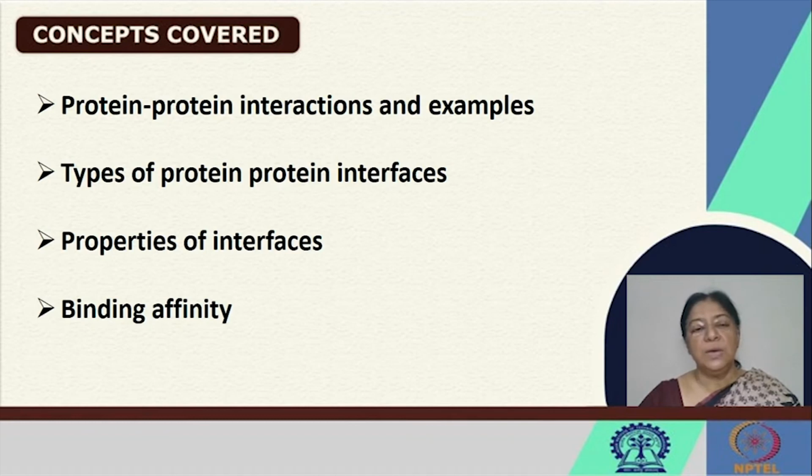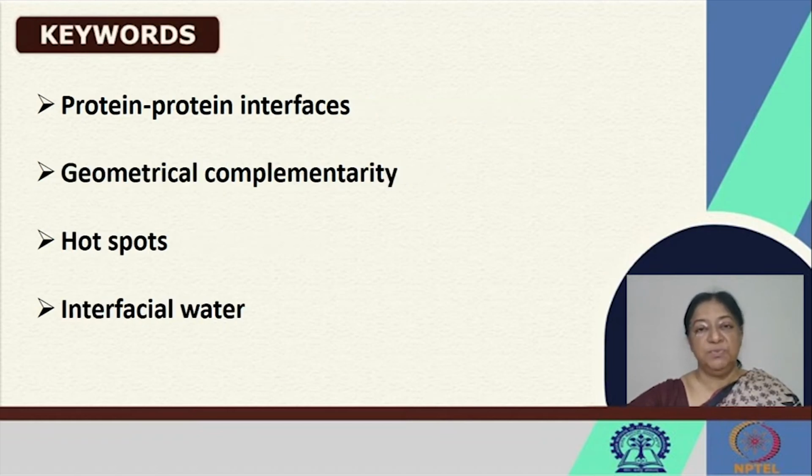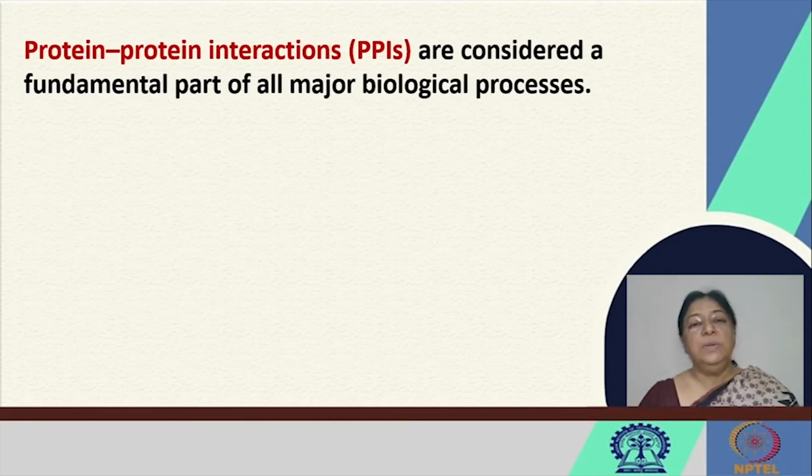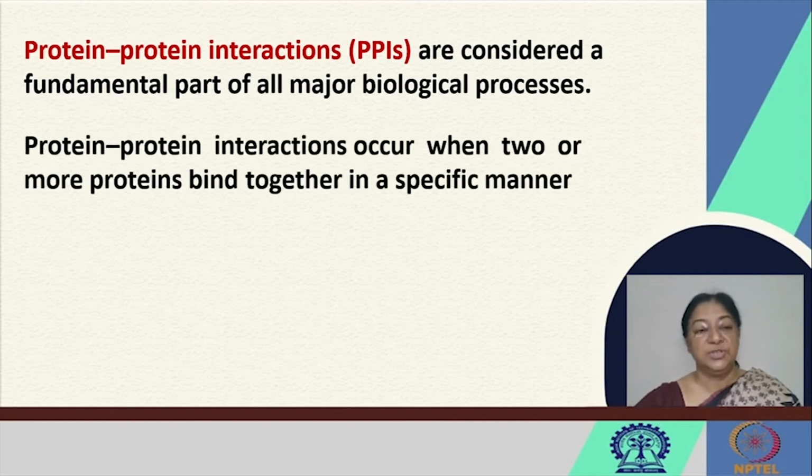What we are going to look at is the types of protein-protein interfaces, the properties of these interfaces, and specific binding affinities related to the protein-ligand interactions that we had studied before. In an understanding of what we mean by protein-protein interactions that are commonly called PPIs, these are a fundamental part of all major biological processes, as we have seen in our lectures.